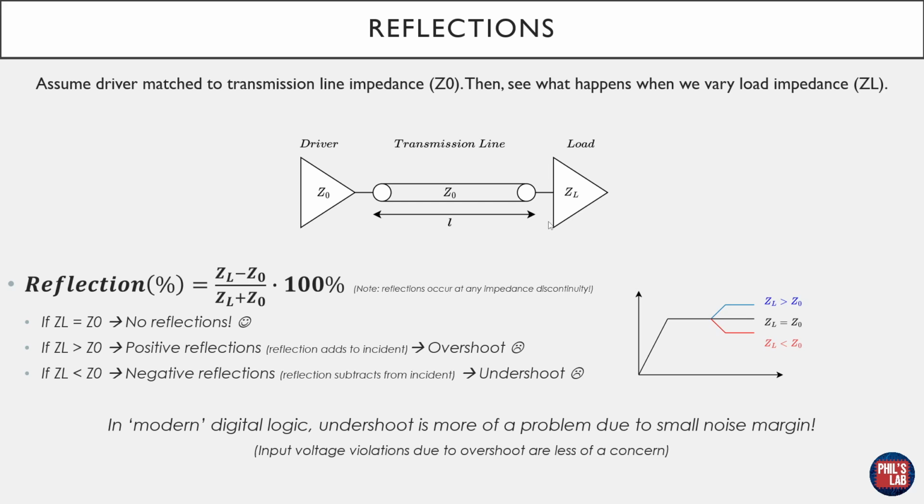Then we'd like to see what happens at this boundary where the transmission line effectively meets the load, where we have this impedance discontinuity. The reflection equation, this is something you might have seen before, in percent is the load impedance minus the source impedance effectively divided by the sum of the two times 100%. These reflections then occur at impedance discontinuity. Let's go over to a graphing calculator and plot this equation.